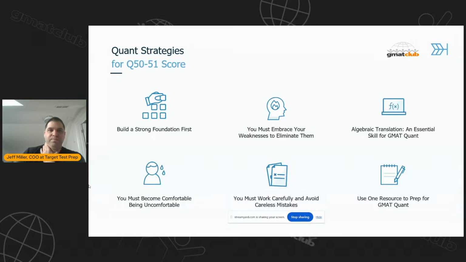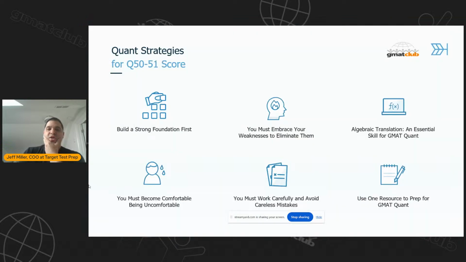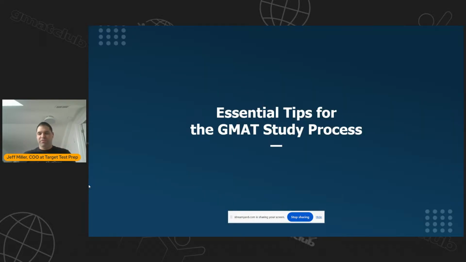All right, more strategies here. You want to build a strong foundation. You want to be in a position where you're embracing your weaknesses. You care about algebra. These are the big things that I want to talk about right now. Careless mistakes we'll talk about in a second. But here's the importance of all of this.